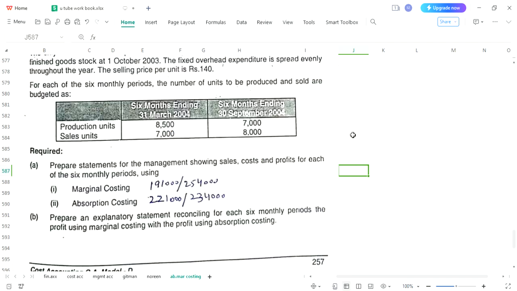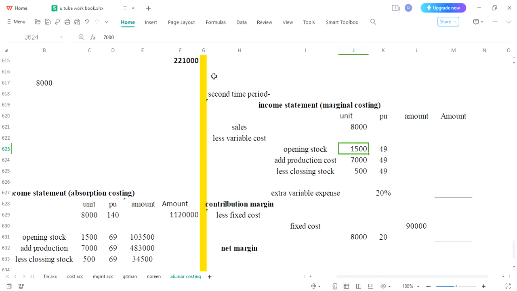And per unit selling price is mentioned over here. The selling price is 140. So you can put per unit selling price 140 over here. In this way, all number of units completed, per unit completed, and we are just waiting for the sale price to calculate 20%. Fixed cost is also completed here.